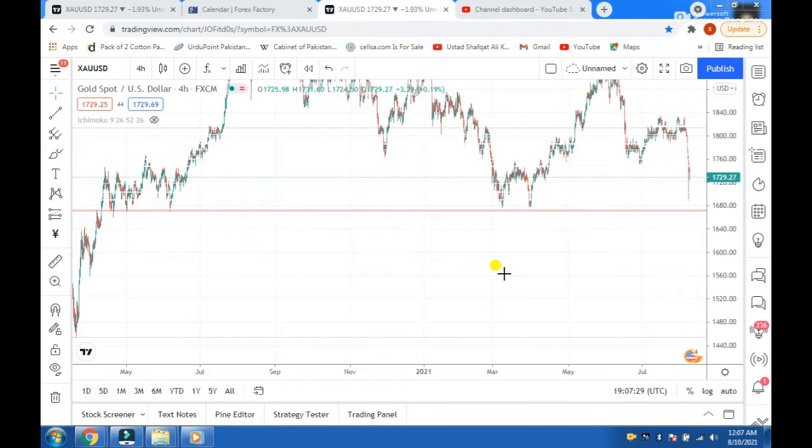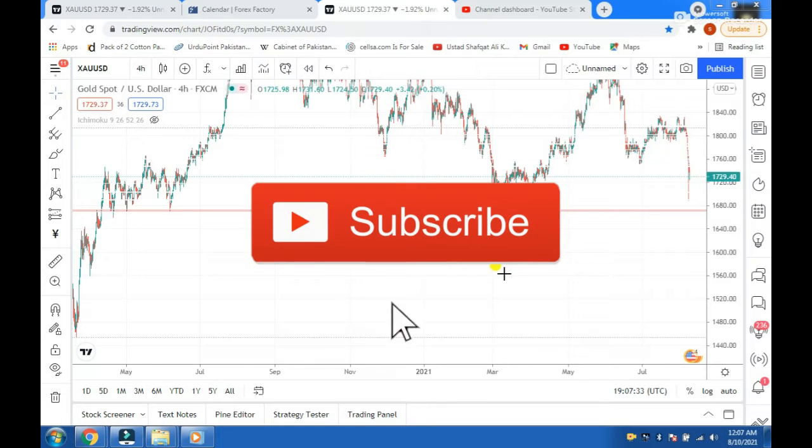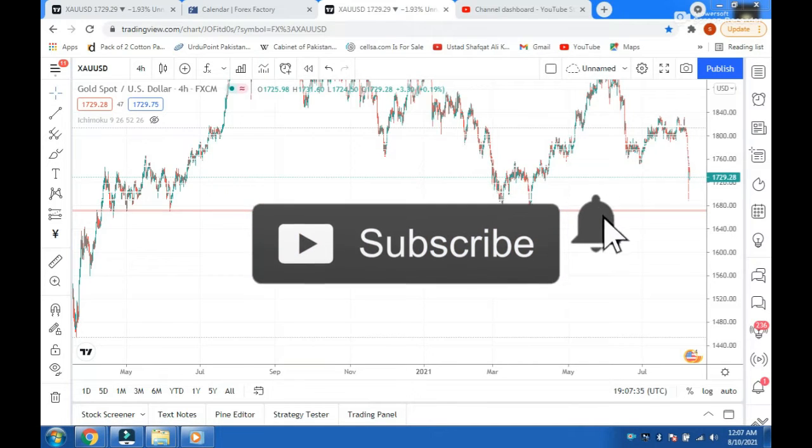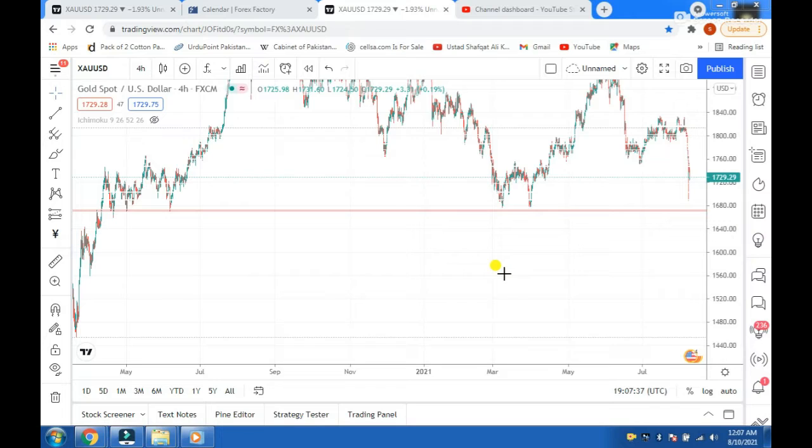Today we are going to learn technically and fundamentally about the movement of gold. This morning there was a huge movement in gold, around 1000 pips. So we will also learn what the reasons were behind this movement.